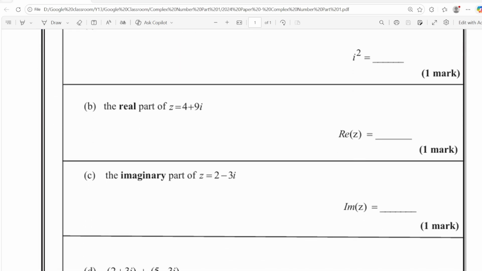Okay, the real part of Z. So let's look at question 2. The real part of Z. So let's look at Z equals 4 plus 9i. Okay, let's look at those questions.